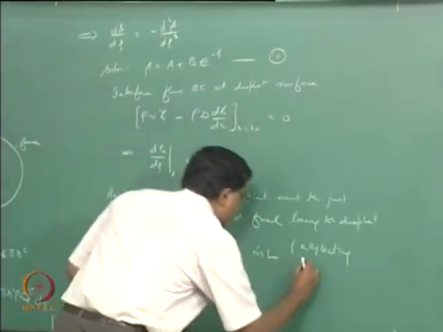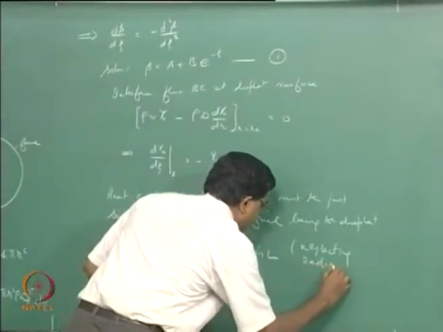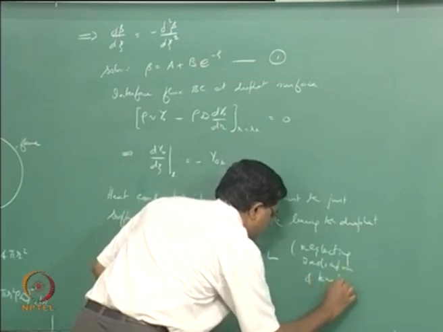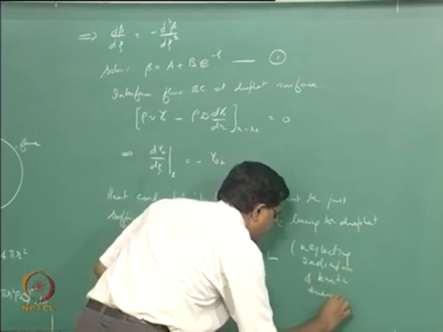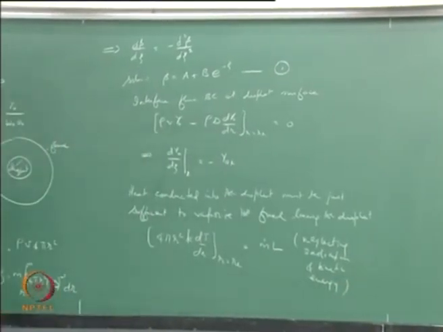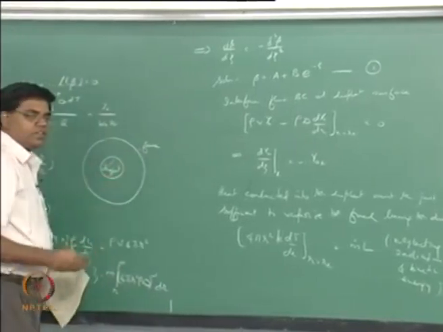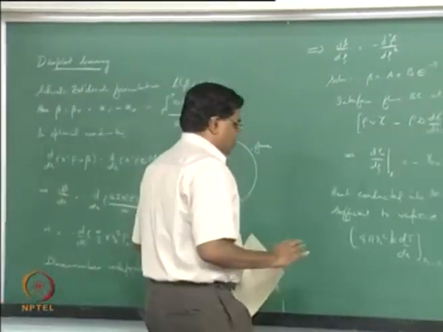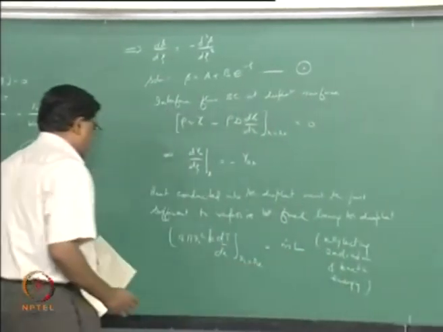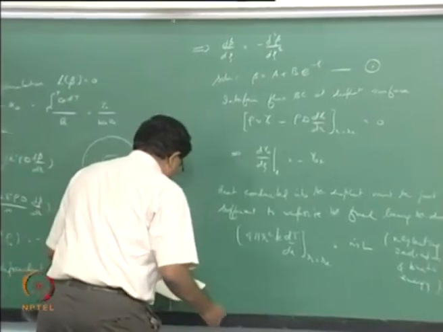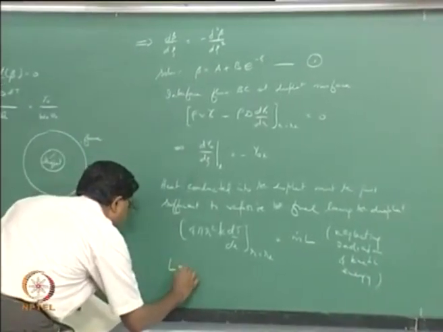So neglecting radiation and kinetic energy, we are not worrying about this little kinetic energy that we are going to have for the vapors that are coming out at a certain velocity because of the droplet regression. That is significantly small, so it is reasonably okay to neglect it. Now L of course is the latent heat of vaporization.